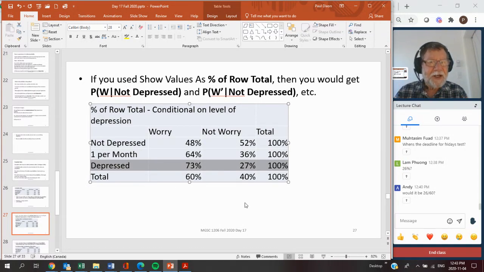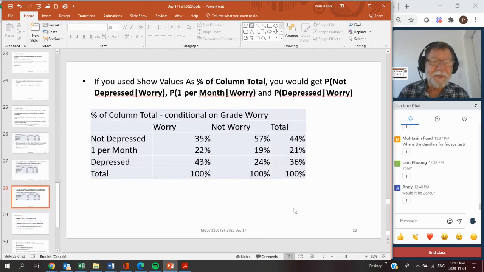That is looking just at those that are depressed. What percentage worry and don't worry? Those are my conditional probabilities. So it's conditioning on the row that you're in. And you often don't see a table like this, though. It's what you get out of Excel if you do percentage of row total. And understand that those are conditional probabilities. Many people don't like to report these because people misinterpret them.